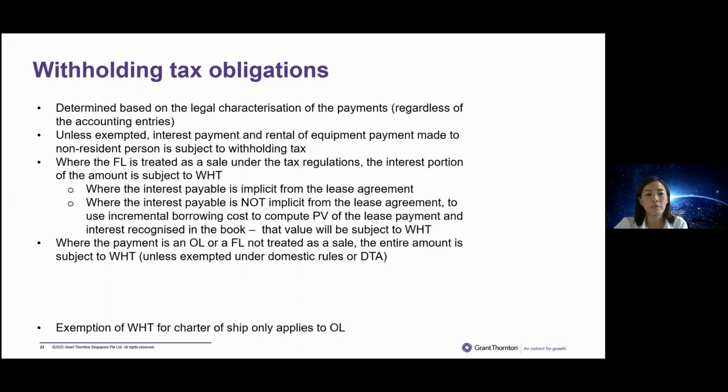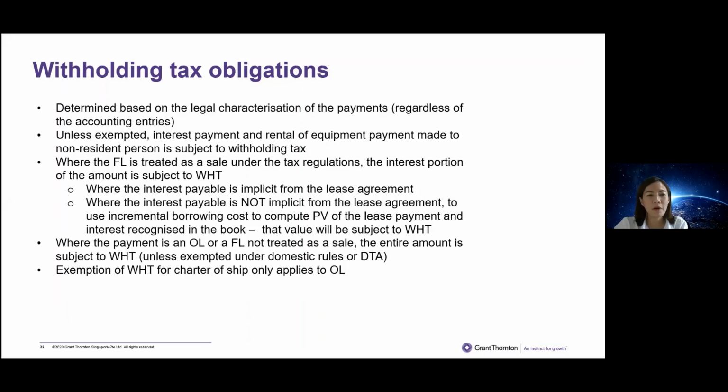what the lessee is really paying for. And then just one minor point to highlight on withholding tax is that under Section 13 of the Income Tax Act, there are some exemptions for chartering of ships. And we would just like to highlight that that only applies for an operating lease. So even if it is a finance lease that does not meet the definition of a sale agreement, the exemption will not apply, and you would have to withhold taxes as though it's a rental of movable properties. Okay. So with that, I'll go on to touch on other issues arising from this FRS 116.